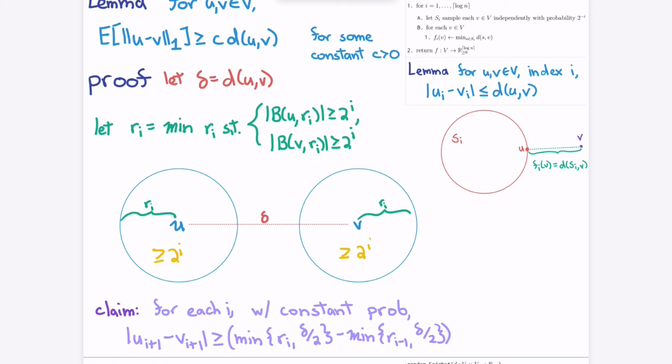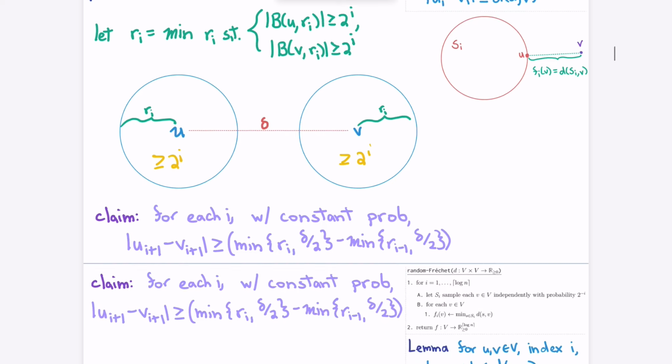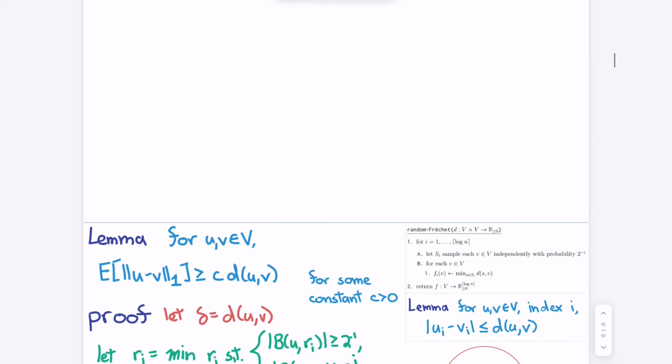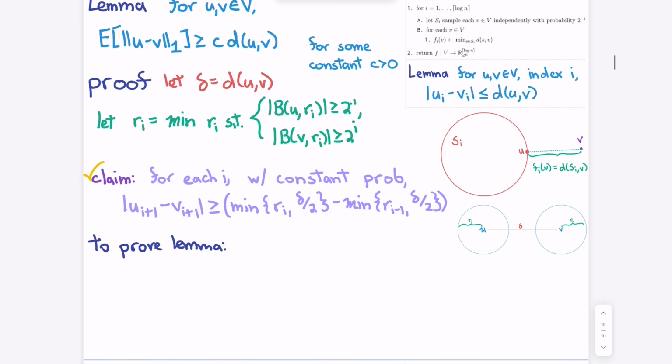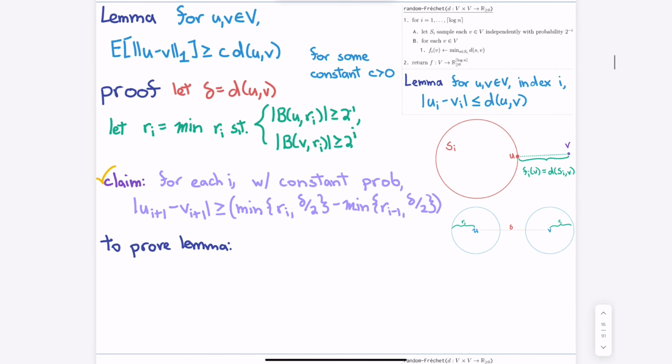Maybe it would be helpful to see why this claim would finish the proof, so I can leap ahead to motivate the claim. If this claim were true, just to make sure we're on the same page about R_i's and deltas and stuff, how would I prove the overall lemma?